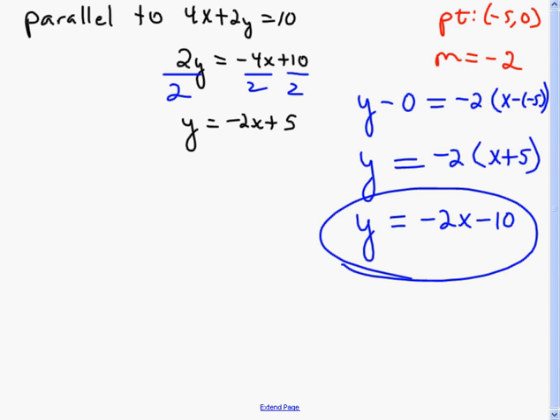The very last example is a little bit different, simply because of the type of lines that we're talking about here. It says find the equation of the line perpendicular to x equal to negative 2. Now, our regular old point slope formula does not work for this problem because of the type of line that x equal to negative 2 is, and because of the slope. So we know that when we see x equal to negative 2, we immediately think about two things. This is a vertical line, and my slope is undefined.